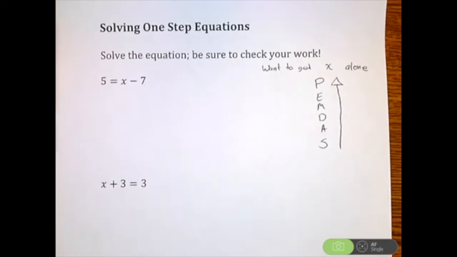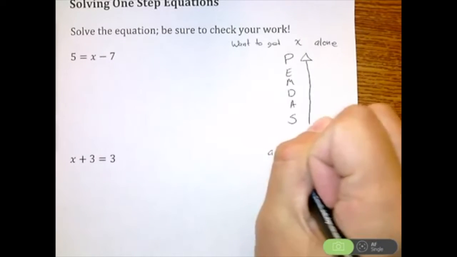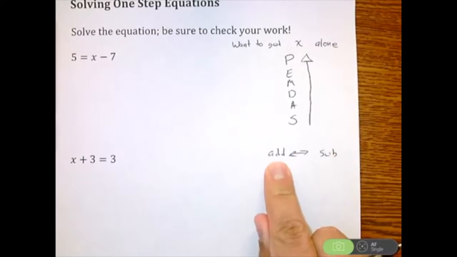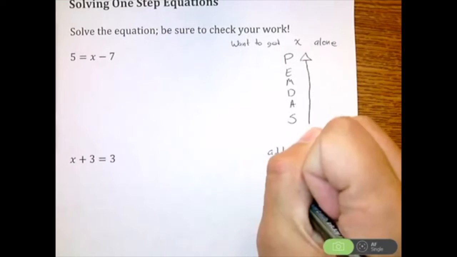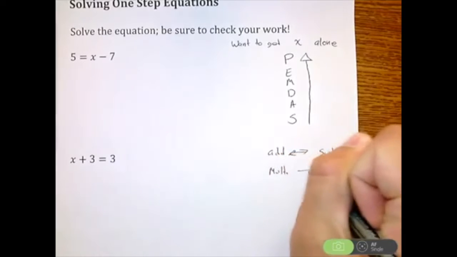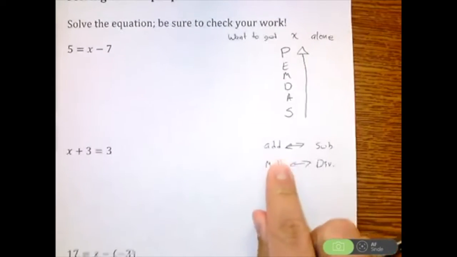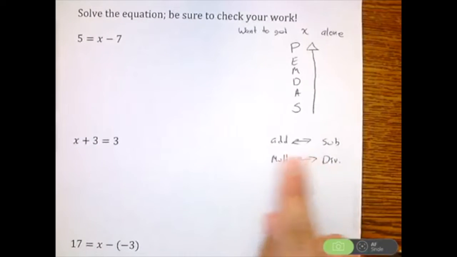And the way we're going to do that is by doing inverse operations, meaning the opposite of addition is subtraction. So if you want to get rid of addition, use subtraction. If you want to get rid of subtraction, use addition. And the other thing we're going to talk about today is multiplication and division. Those are also inverse operations. So if you want to get rid of multiplication, use division. If you want to get rid of division, use multiplication, vice versa.